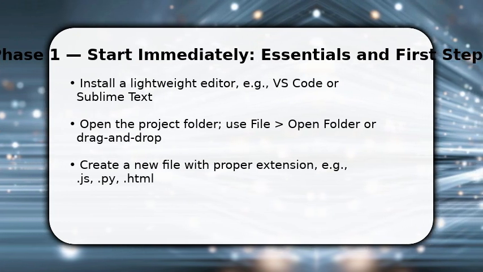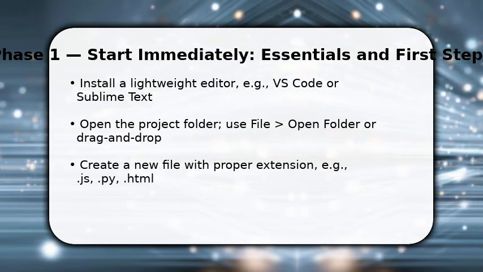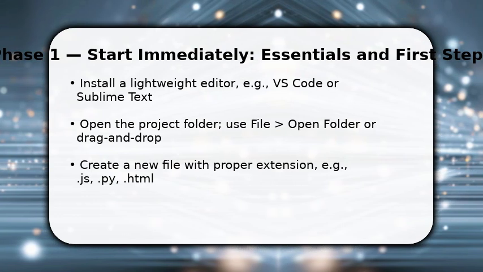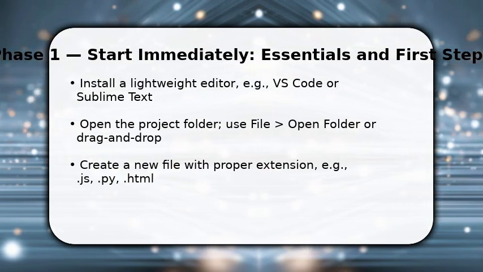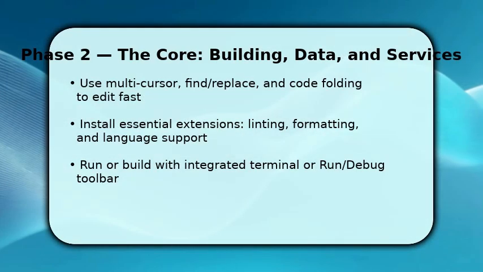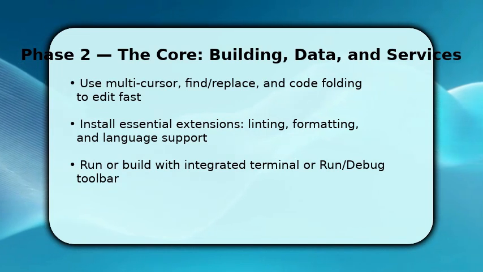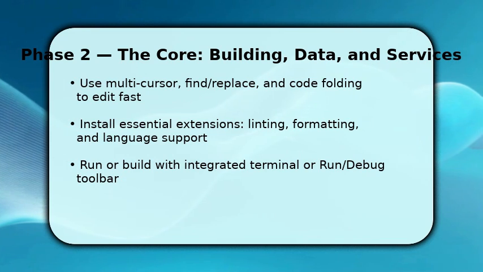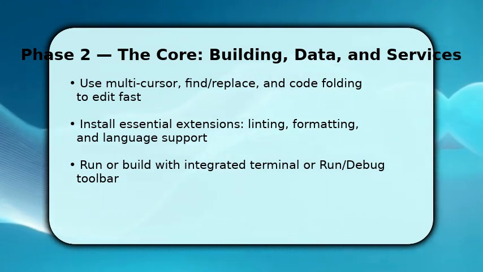Start editing a small function or HTML block to confirm syntax highlighting and quick fixes are active. Then proceed. You now focus on shaping code. Use multi-cursor for repetitive changes and find/replace to refactor quickly. Once done, install linting and formatter extensions so code stays consistent. They run on save or via command.